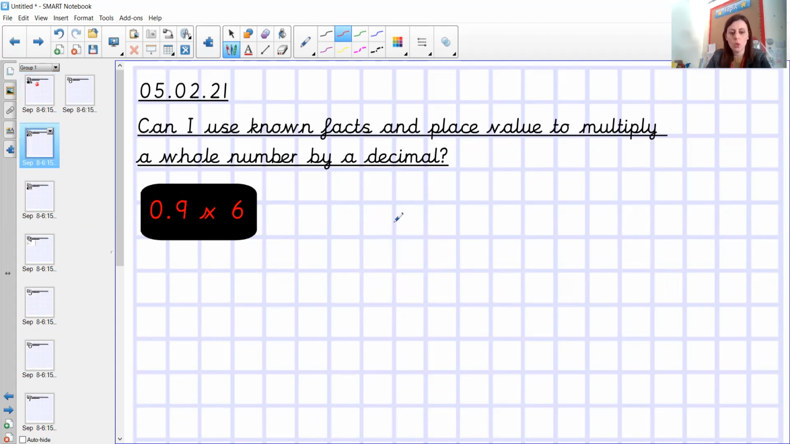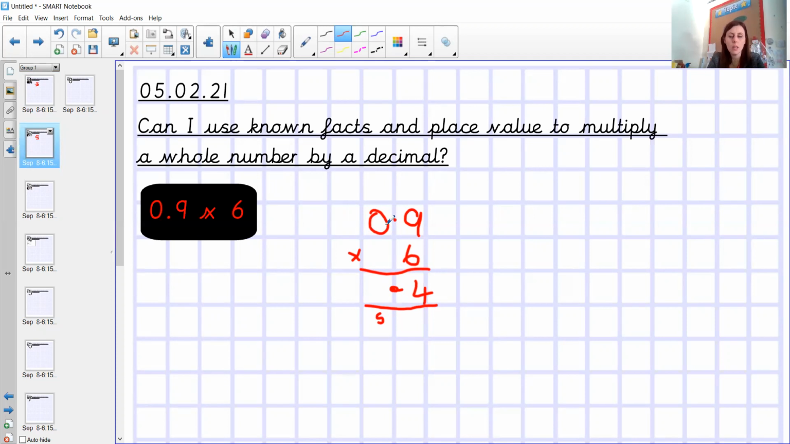So we've got 0 decimal point 9 multiplied by 6. Making sure that I'm putting my point there, otherwise I run the risk of forgetting it and then I would get the complete wrong answer. So 9 multiplied by 6, recalling my known facts of either my 6s or my 9s, depending on what you're better at. I know that 9 times 6 is 54, so I'm going to put my 4 there. I'm going to put my 5 there so I don't forget it.